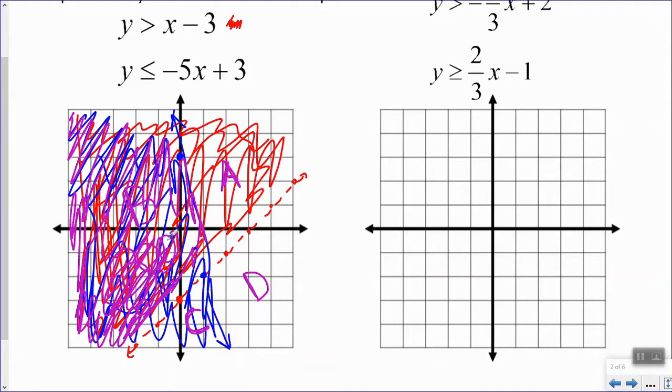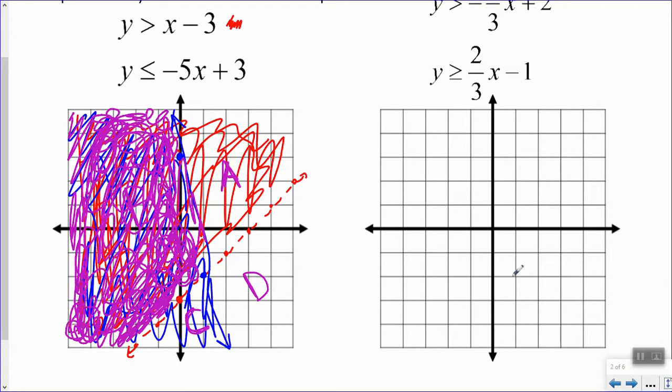All the points here shaded in purple are solutions to both inequalities. So just like before we were looking for a point that worked for both equations, here we're looking for the set of points that work for both inequalities. And we're going to shade that in. So my shaded region in purple is my solution set. We're looking for that overlap.